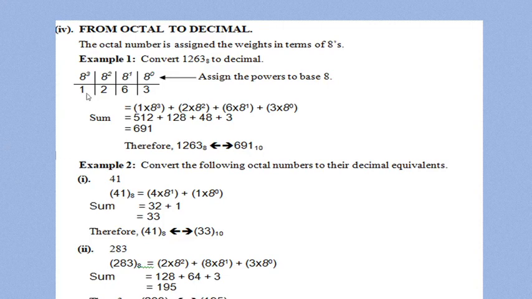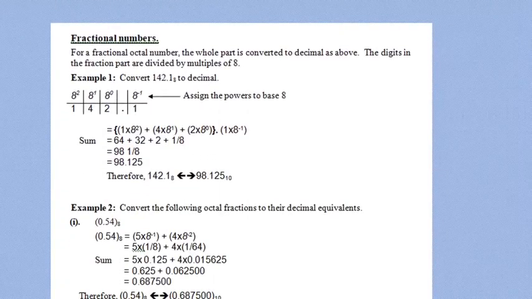Therefore, you write the number 1, 2, 6, 3. Then above it, you write 8, 8, 8. Then from your right hand side towards the left hand side, you start from power 0, power 1. Then you multiply: this times this plus this times this plus this times this plus this times this. Then you will get the answer. Basically, you can practice on the others since all of them I have solved. That's how you go about it.